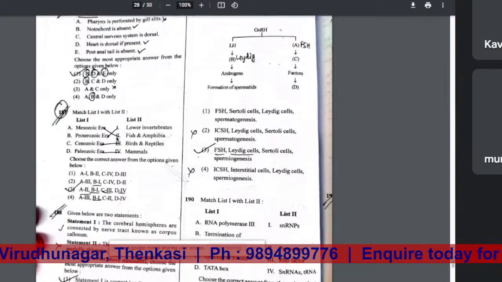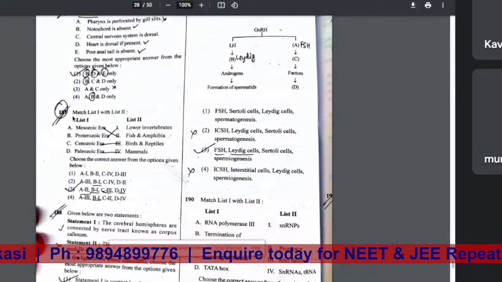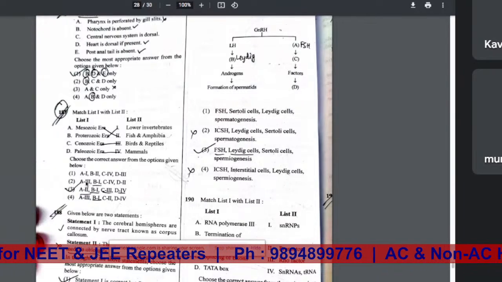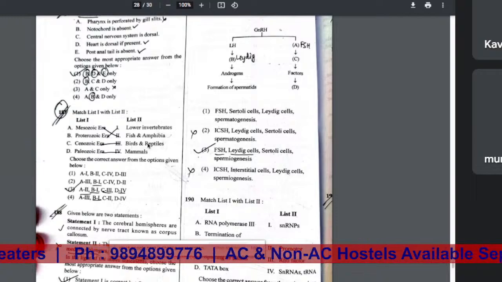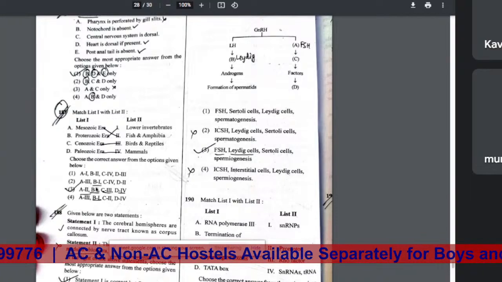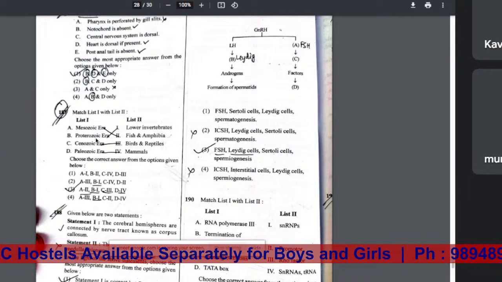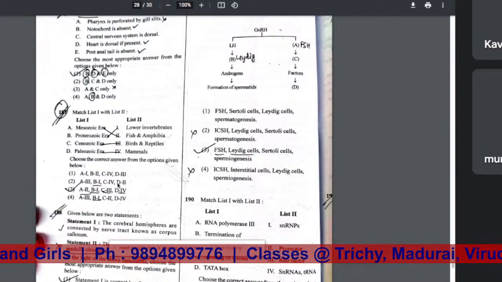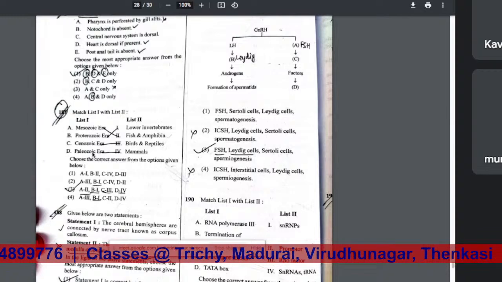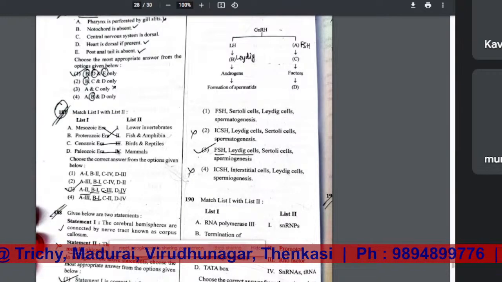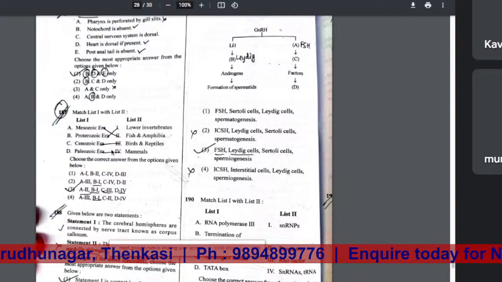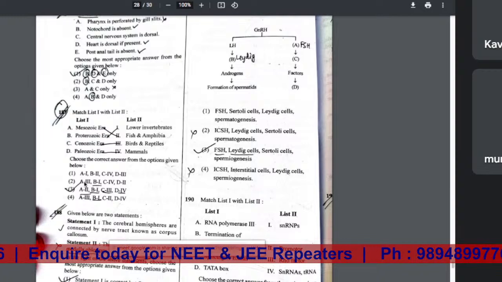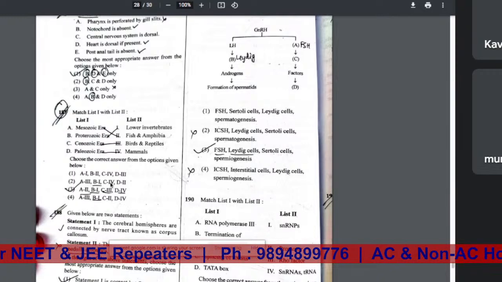The next one happens to be a very factual question, 187. The correct answer here is the second option. A3, Mesozoic is basically birds and reptiles. And then B1, in the Proterozoic, lower invertebrates evolved. The next one is Cenozoic. In Cenozoic, mammals evolved. And in the Paleozoic era, which is before that, fish and amphibia evolved. So the correct answer is the second option. A with 3, B with 1, C with 4, and D with 2.